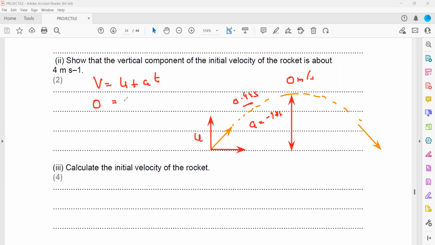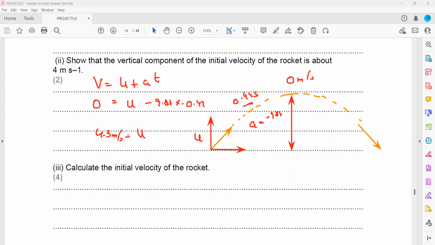The final is 0. Initial is what we are finding. Acceleration is 9.81. And the reason I did not take the full time is that the total time of the flight was 0.88 seconds, so half will be 0.44 seconds. And this is minus because it's decelerating, so this will be negative. Moving this to the other side, 9.81 into 0.44. That will be the vertical component of the velocity, which is 4.3 meters per second. 4.3 meters per second is vertical.